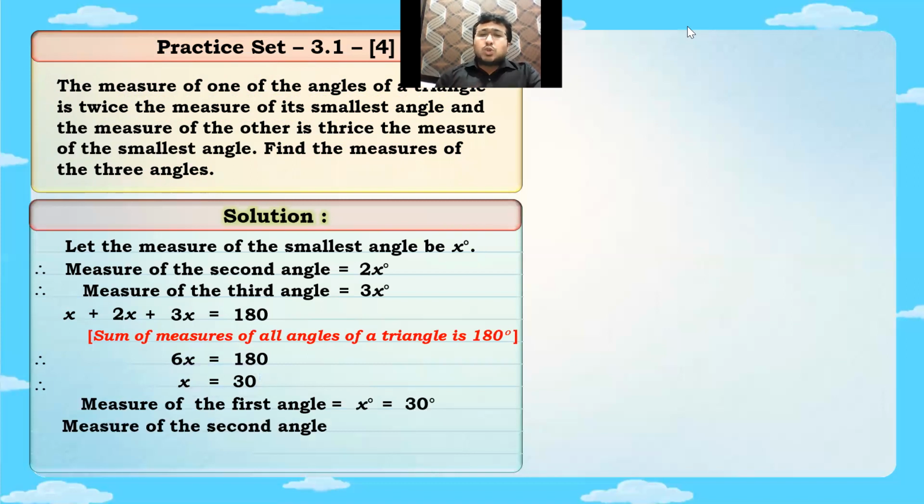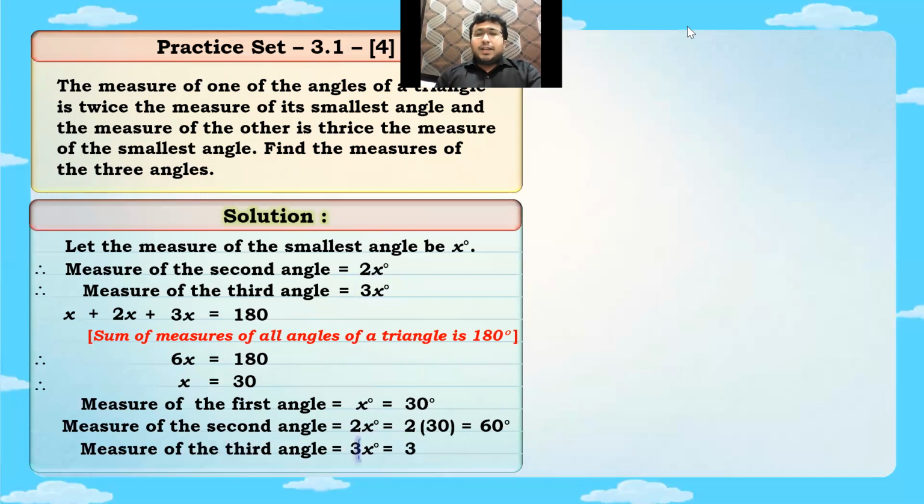The second angle is 2x, twice the smallest. So 2x, x was 30. So 2 into 30, substituting the value of x, will give me 60. And the third angle is 3x. 3 into 30 will give me 90. So students, the measures of the angles are 30, 60 and 90. Okay. So was it a simple sum, students?